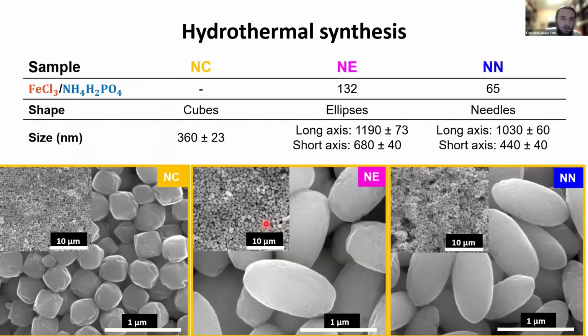We can see how, when we don't add any phosphate, we obtain nanoparticles that seem to be nanocubes, and that are more or less 400 nanometers in size. If we add some phosphate, the nanoparticles we obtain are larger, more than 1 micron in length, and they seem to be like ellipses. And if we double the content of phosphate, we obtain sharper nanoparticles. We have called them nanoneedles, and the size is reduced a little bit.